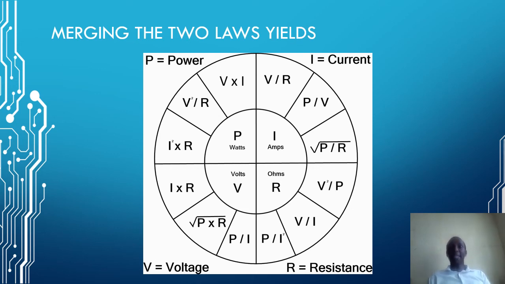And that marks the end of the introduction to electric circuits. In the next session, we'll talk about direct current and alternating current.